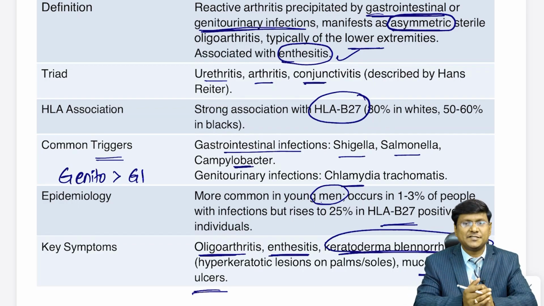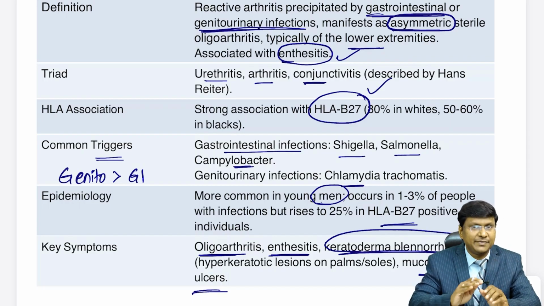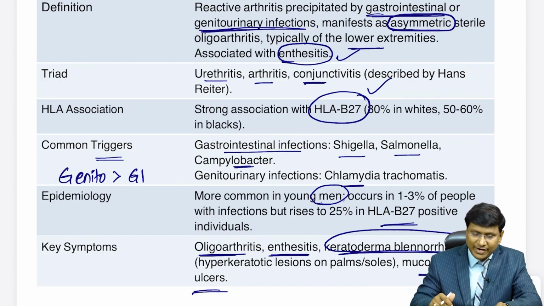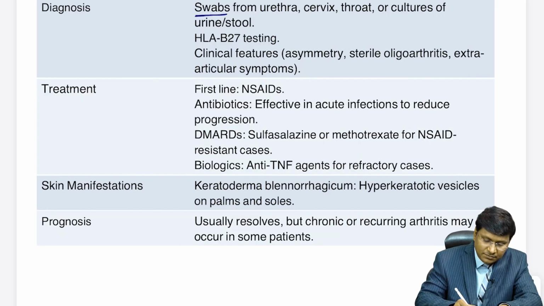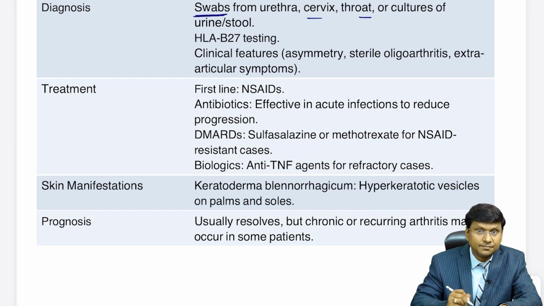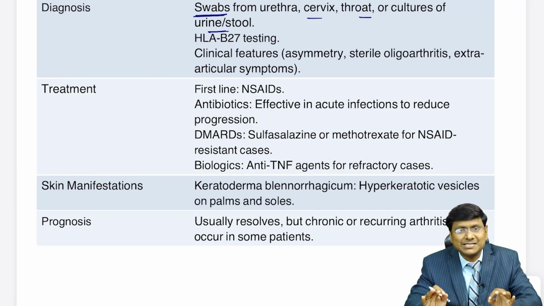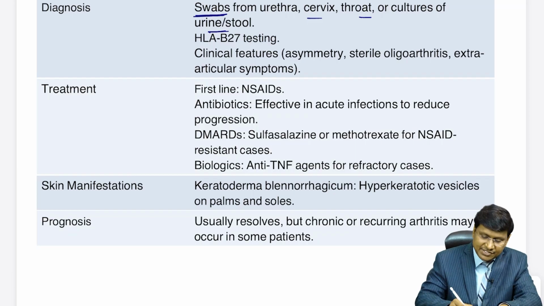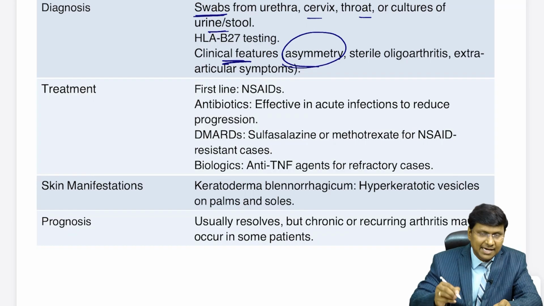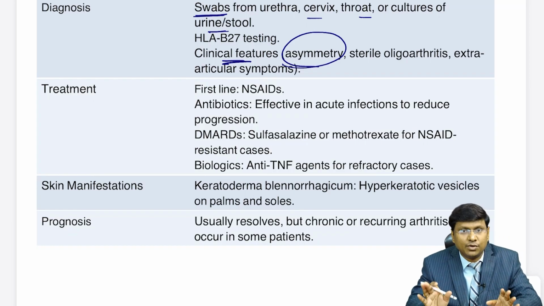And then how will you work up these patients? One important thing is that HLA-B27 will be positive, right? And apart from that, you need to take cultures. So where do you need to take the culture from? You need to take the culture from the urethra, cervix, throat, or the culture of the urine as well as the stool. So cultures are a very important part of the workup in patients with Reiter or reactive arthritis. And next is the clinical presentation: arthritis, urethritis, and conjunctivitis. This arthritis is asymmetrical, and involves the joints of the lower limb.